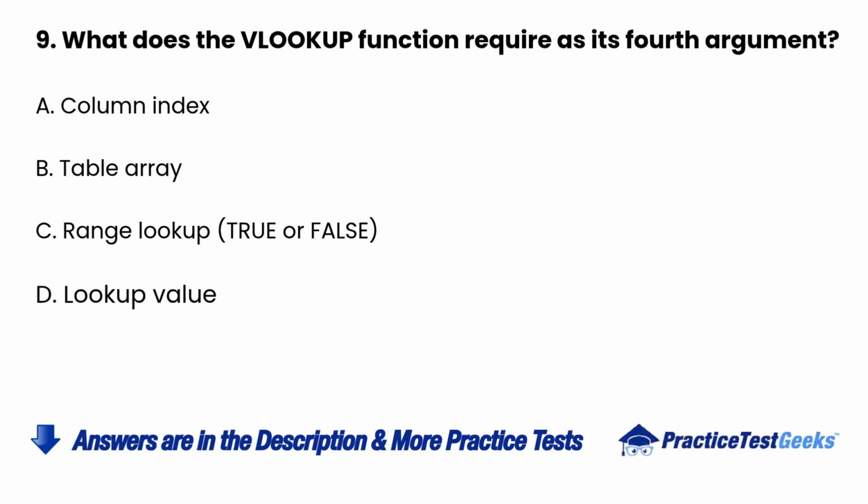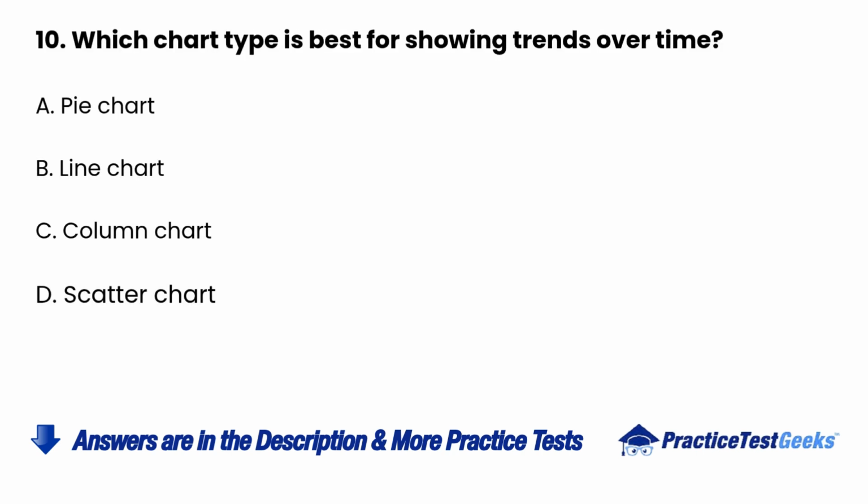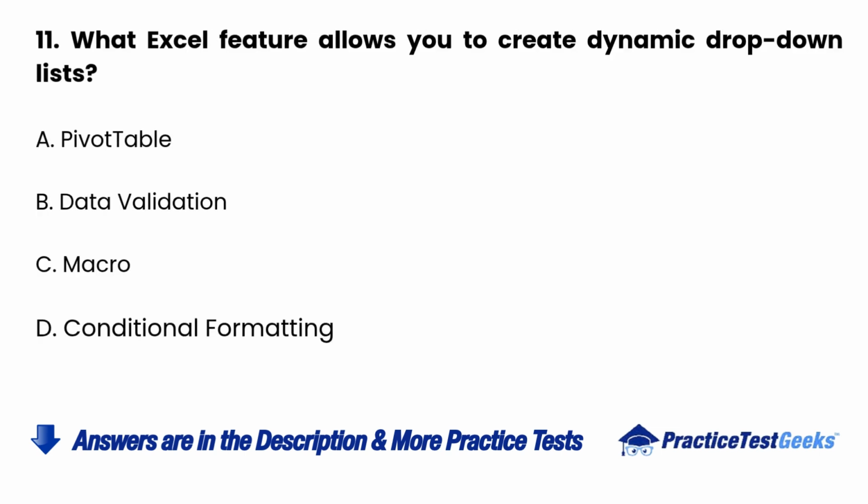D. Lookup value. 10. Which chart type is best for showing trends over time? A. Pie chart. B. Line chart. C. Column chart. D. Scatter chart. 11. What Excel feature allows you to create dynamic drop-down lists? A. Pivot table. B. Data validation.